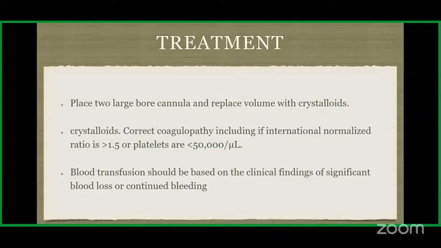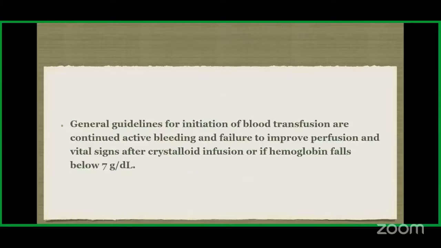FFPs are given. Blood transfusion should be done based on clinical findings and also on the lab values. If there's continuous bleeding anticipated, even if the Hb is, suppose, 9 as of now, you start with the blood transfusion anyway. General guidelines for initiation of blood transfusion are continued active bleeding and failure to improve perfusion and vital signs after crystalloid infusion, or if hemoglobin falls below 7 grams per deciliter.